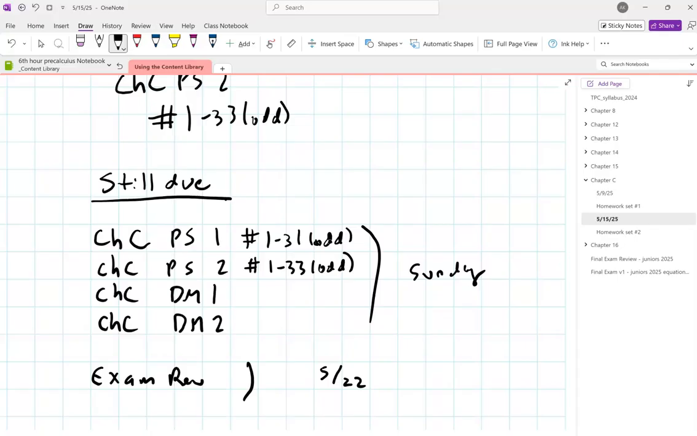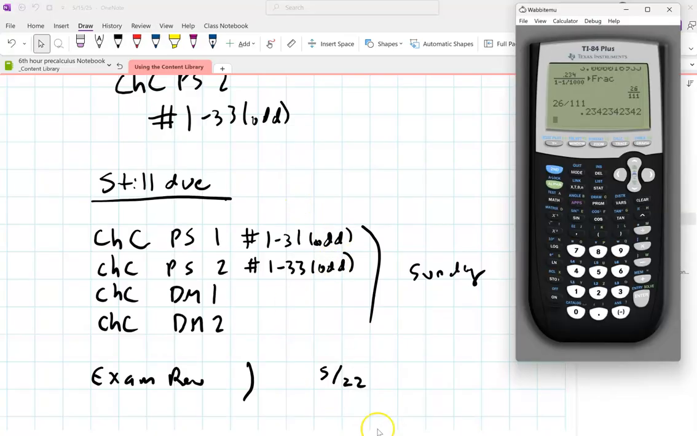So that's it for me. One other thing. This is a good one. If you have your graphing calculator, take that out for a minute, because you can do a lot of this stuff with your graphing calculator. Let me show you how to do that.